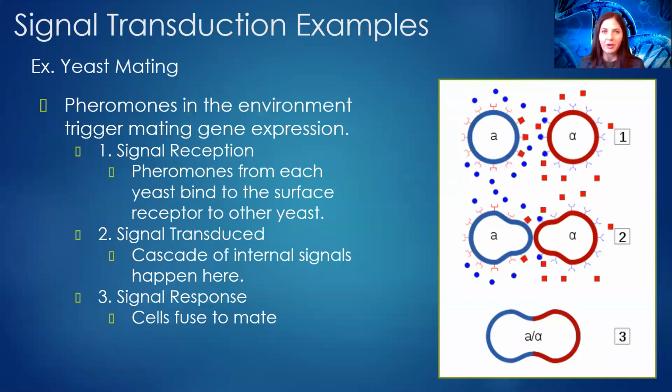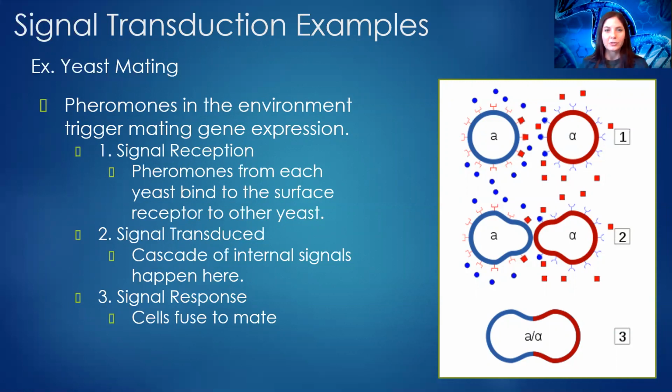Another example of how signal transduction pathways are used would be mating in yeast cells. They release pheromones in the environment that trigger the mating gene expression. So the first thing that occurs is we have signal reception. They receive this signal that they need to mate. Next, they have pheromones from each of those yeasts that bind to the surface receptor on another yeast cell. So a signal is then transduced. There's this cascade of internal signals that happen in here. And eventually it causes a response.